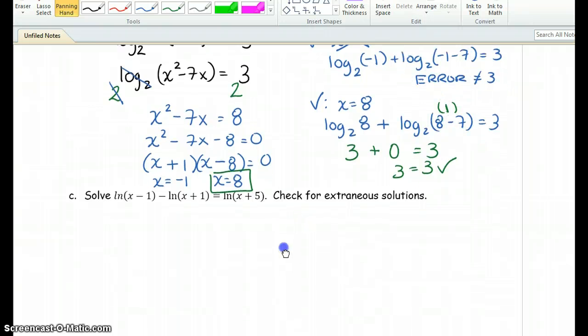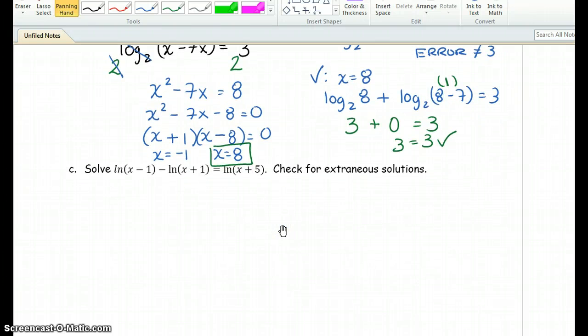All right, I want you to write this problem down. We are going to go over this tomorrow in class.